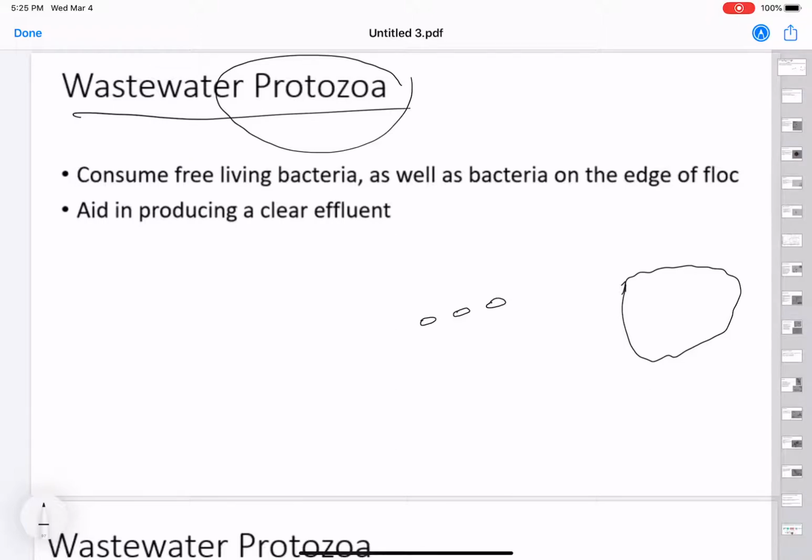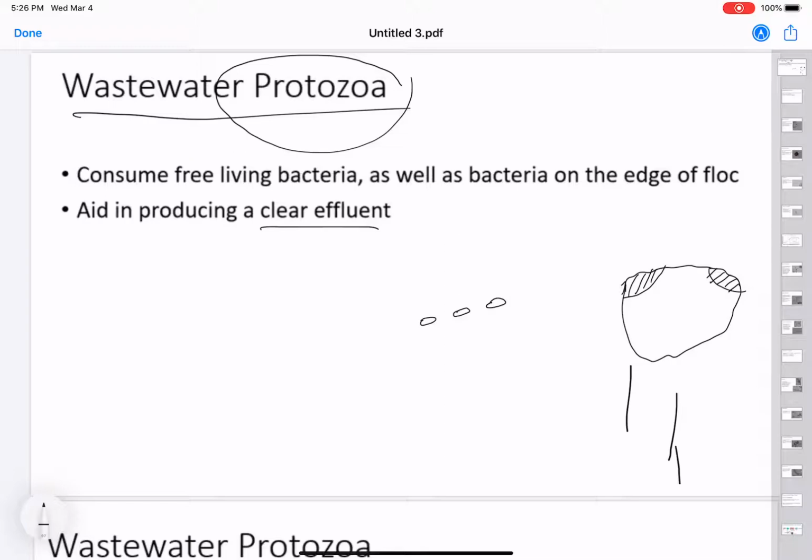You can see that this protozoa will eat some part of the flocs, not only eating free living bacteria, but also the bacteria attached on the activated sludge floc. Protozoa is one type of microorganism that, if found in wastewater, produces a clear effluent, cleaning up all the organic matter or all the bacteria found in wastewater.